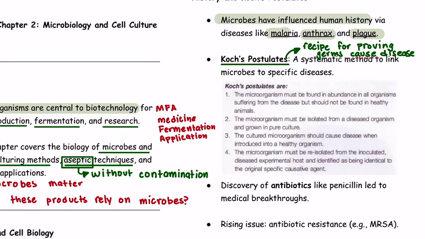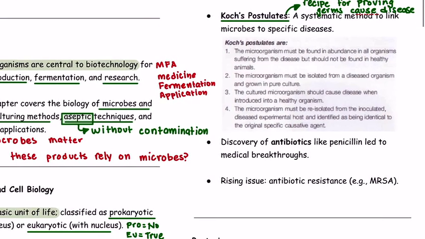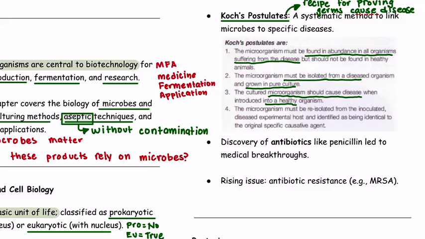So a couple of things about Koch's postulates are that the bug must be found in every sick case, that bug must be grown alone in a pure culture, so it must be found in abundance in all organisms suffering from the disease, must be isolated and then grown in a pure culture. That bug must make a healthy subject sick, so the organism should cause a disease when introduced into a healthy organism. And you must be able to re-isolate that bug and it should show up again. So the microorganism must be re-isolated from the inoculated host and be identical.